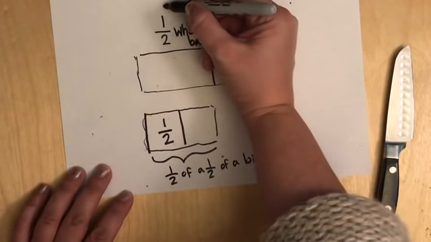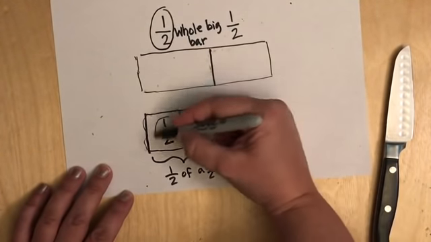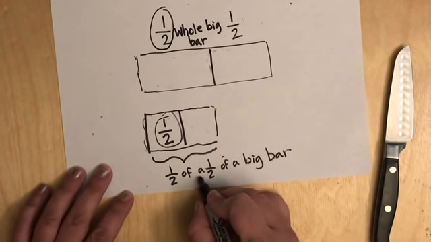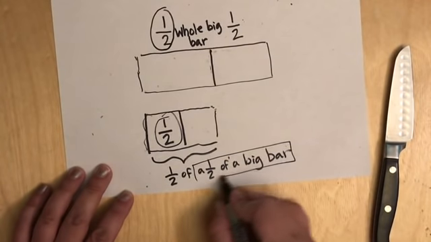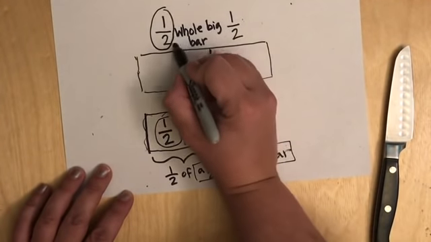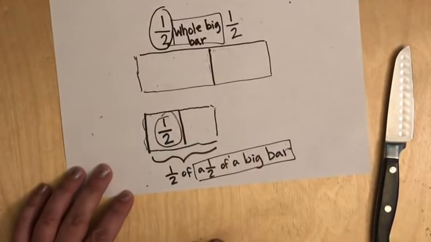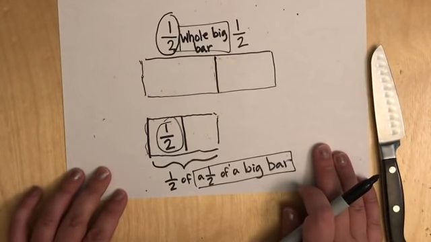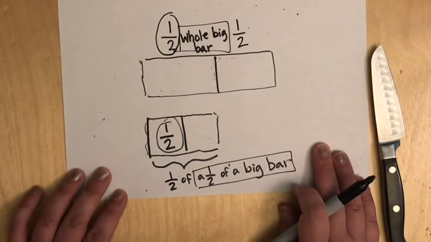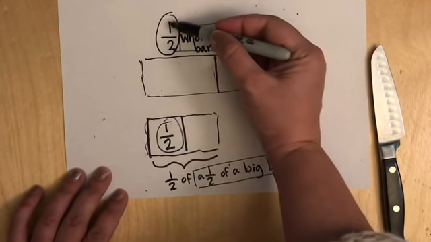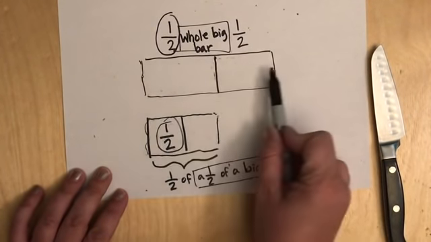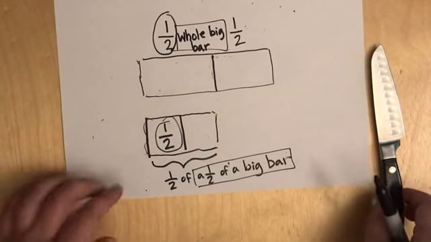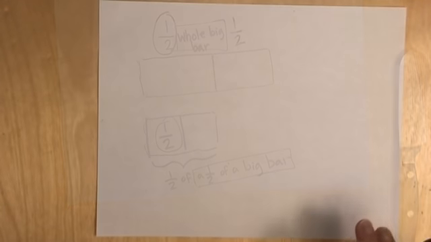So even though we could use the same fraction one half, it's like our unit changed. So here we have half of a big bar, and here we have half of the whole big bar. So we could still use the fraction half, but what whole we talk about matters. And that's like the lesson that we did yesterday where we talked about you can use the same unit fraction to describe different wholes. All right, let's try some more.